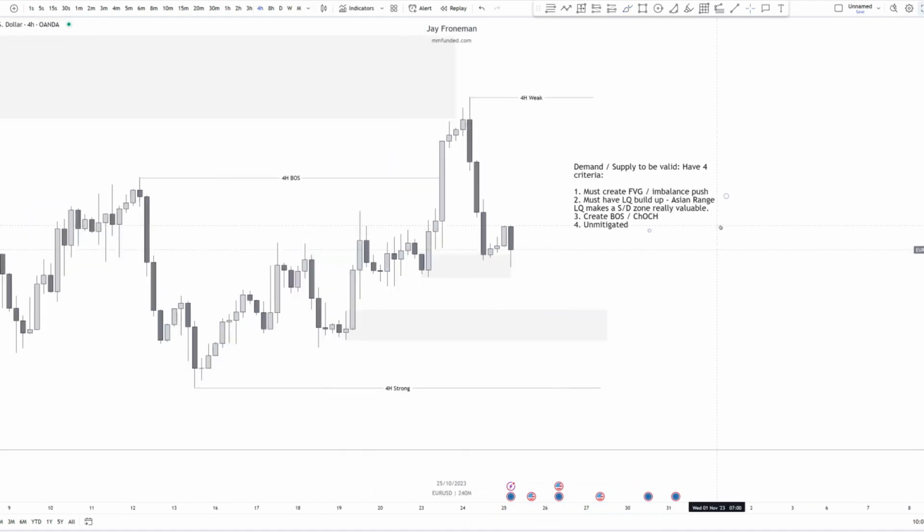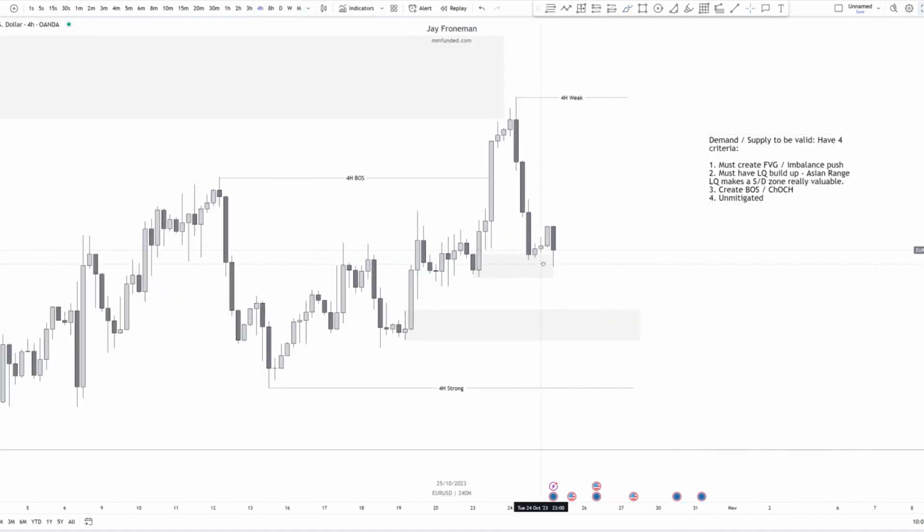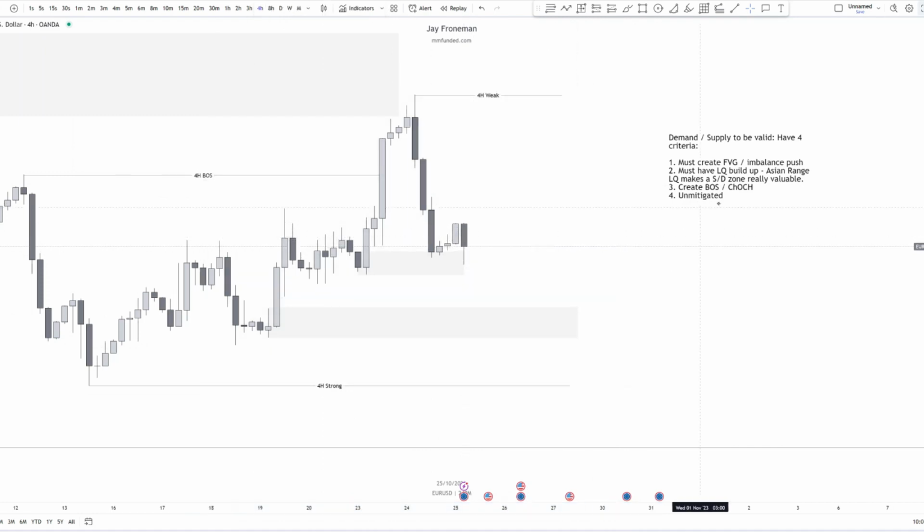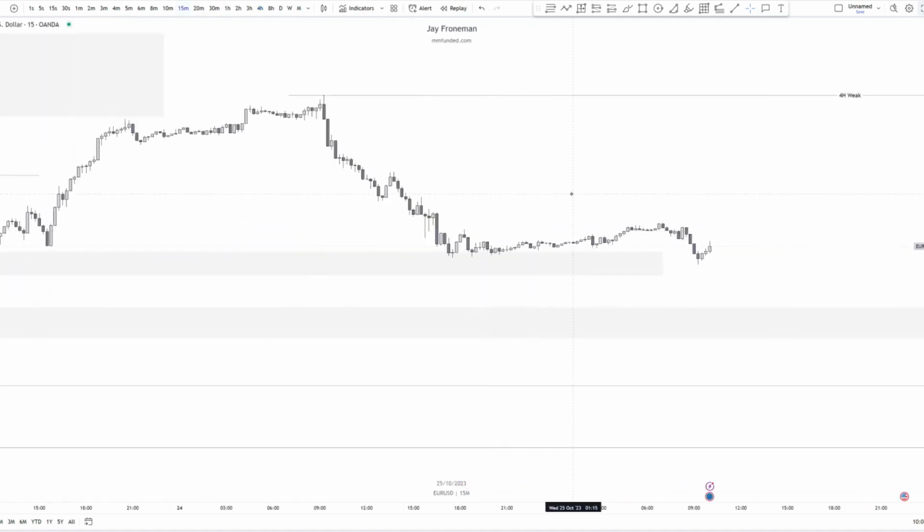So going back to our Euro USD markup, we've now marked up the 4-hour. We also understand that price has now mitigated discounted areas of pricing and demand in that discount area of pricing, which was discussed in a previous video in this public YouTube ICT MMFunded mentorship. So from the 4-hour, we then hop onto the M15. All right, so just to break that down mechanically, from the weekly, we go to the daily. The daily is our weekly internal structure. From the daily, we go to the 4-hour. The 4-hour is our daily internal structure. From the 4-hour, we head over to the M15.